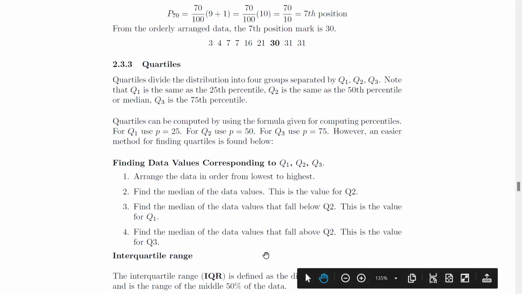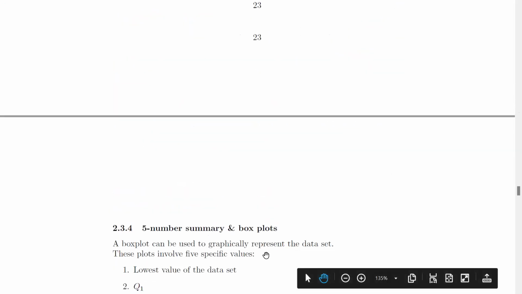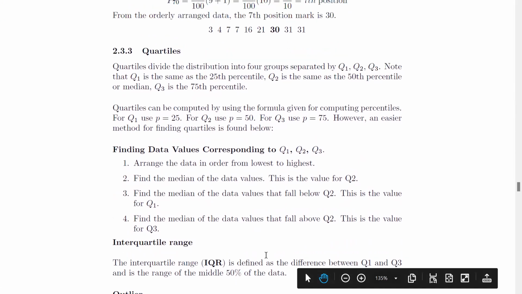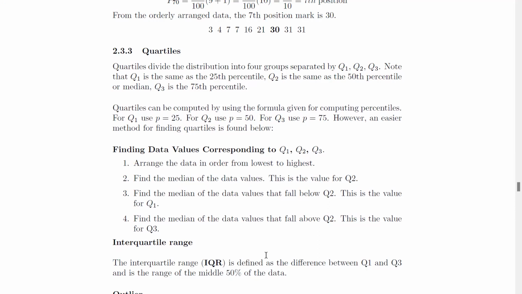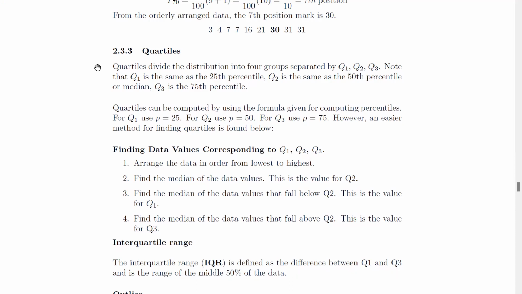Now the third measure of position we want to look at is quartiles. We mentioned earlier about percentiles, where percentiles divide a data set into 100 equal parts. Quartiles divide a data set into just 4 different parts, okay? And we have these ones that separate the data parts.